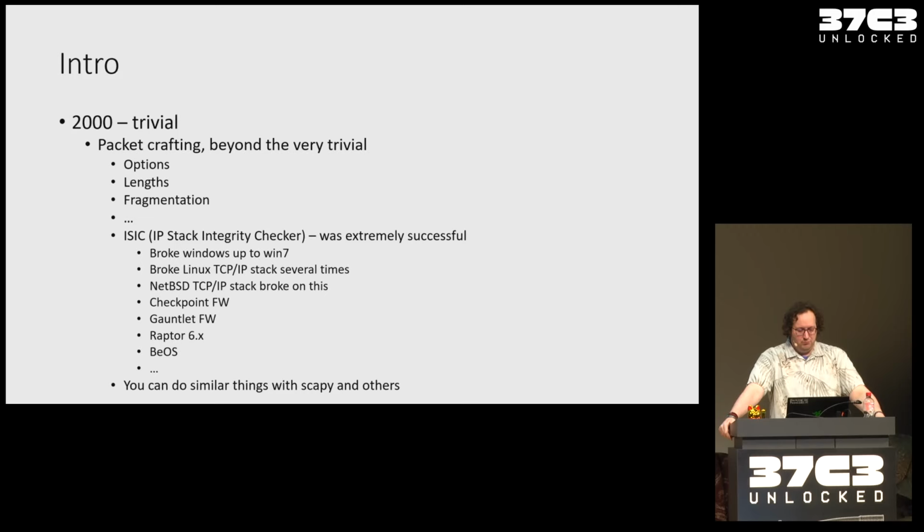But it's limited, right? It doesn't understand any kind of state. While it finds a certain amount of bugs, beyond a certain point, it can't get any further. It can't find those bugs, right? But even so, this is kind of where we've been stuck for 20 years, right? This was kind of why I wanted to do this presentation. You can use Scapy and do similar things with Scapy. The reason I like ISIC and still like it today is because it's very simple C code and it's just blazingly fast.